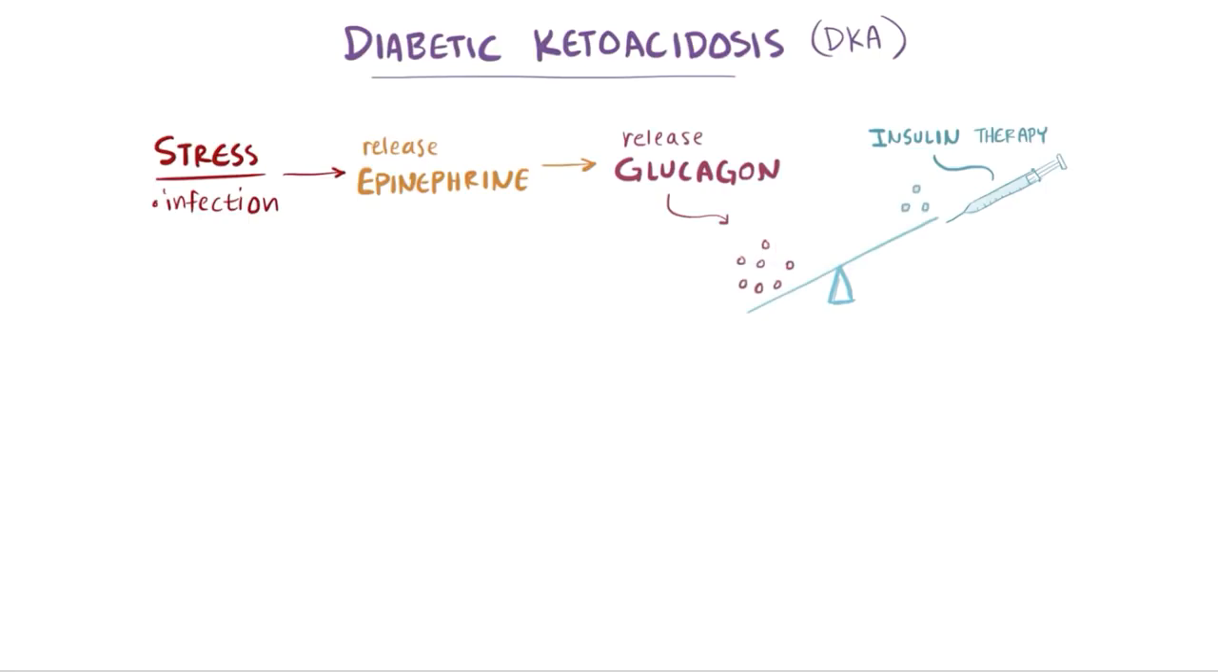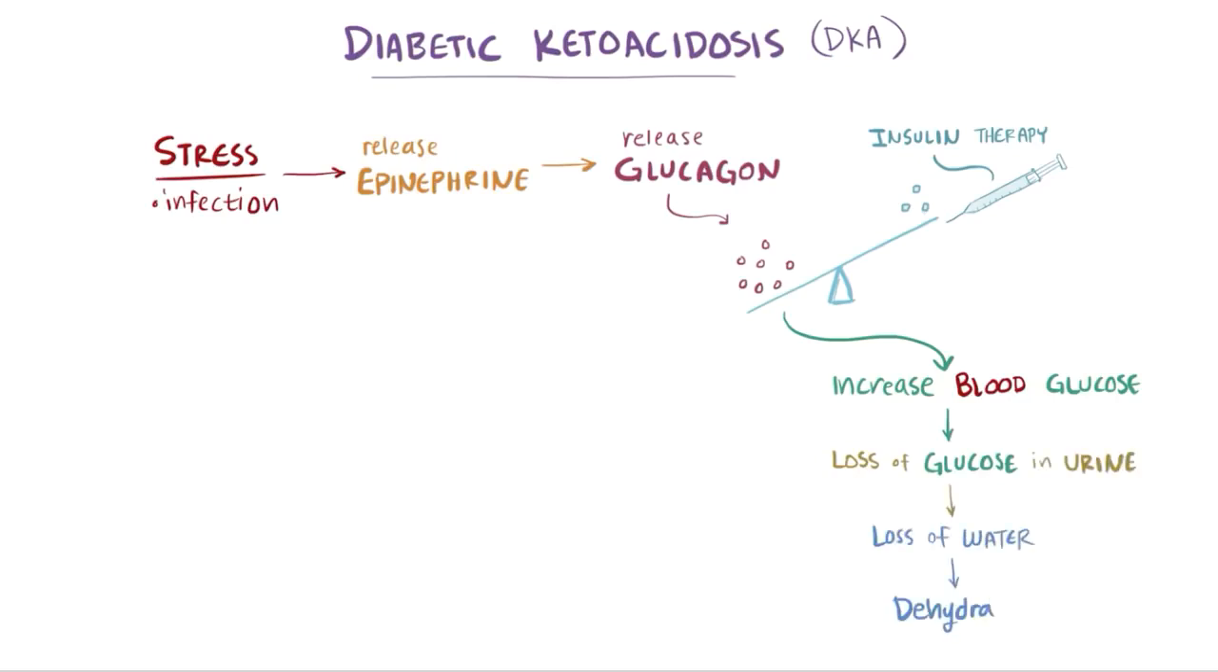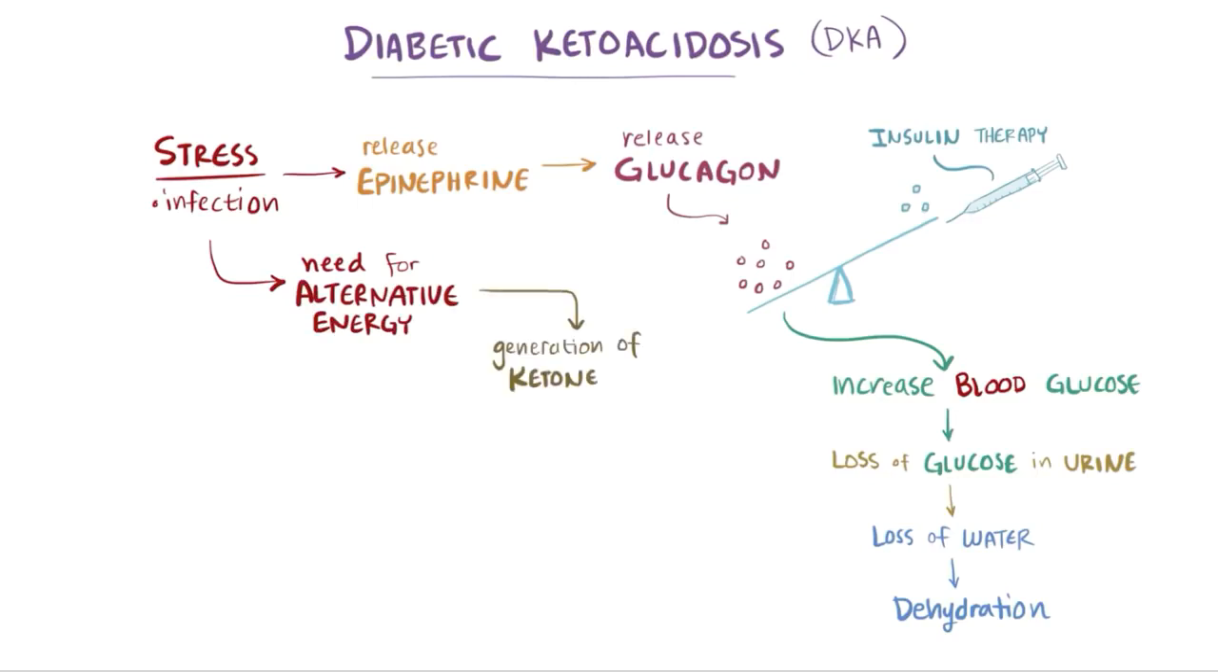Too much glucagon can tip the delicate hormonal balance of glucagon and insulin in favor of elevating blood sugars and can lead to the cascade of events we just described: increased glucose in the blood, loss of glucose in the urine, loss of water, dehydration, and in parallel, a need for alternative energy, generation of ketone bodies, and ketoacidosis.